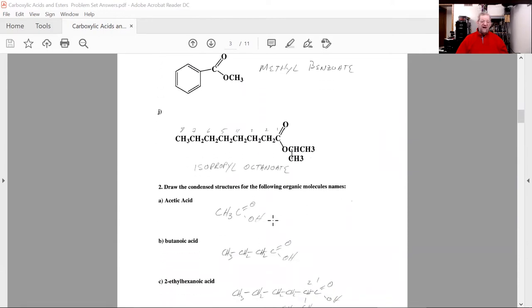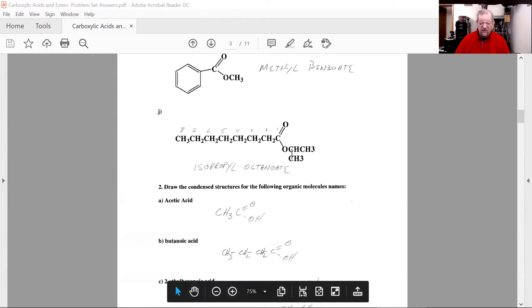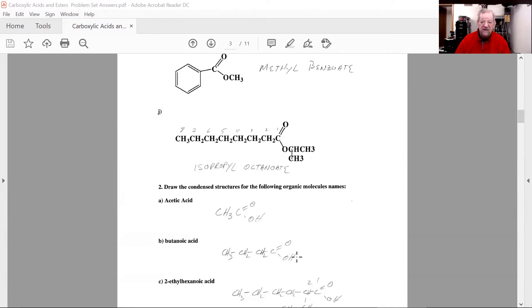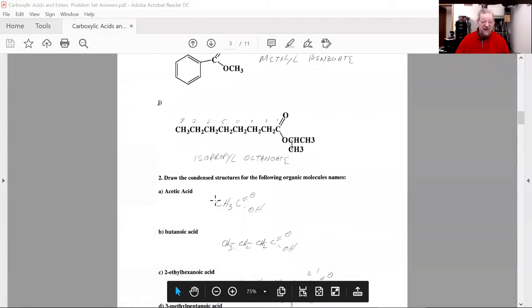Now, here's number 2. Draw the condensed structure from the following organic molecule names. And you need to know both common and also IUPAC names.